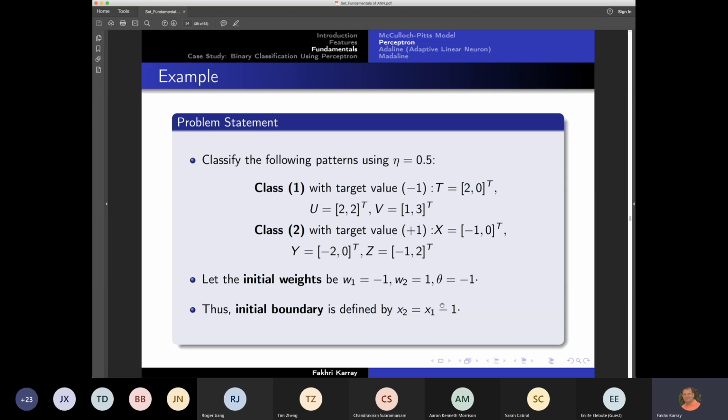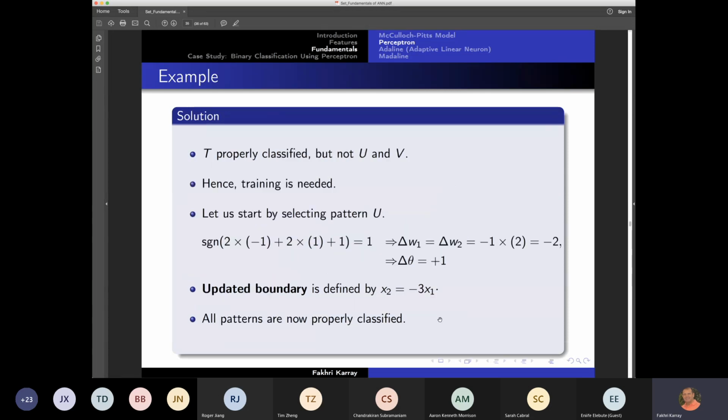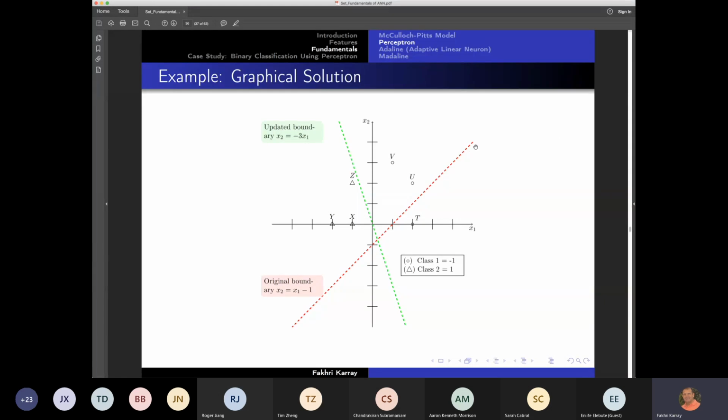This could be -1. So this is the boundary that we have selected. So x2 is equal to x1 - 1. So let's see that particular boundary. This is the original boundary of the system. This is where T, U, and V are located.